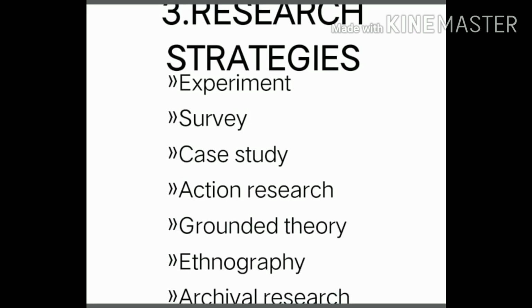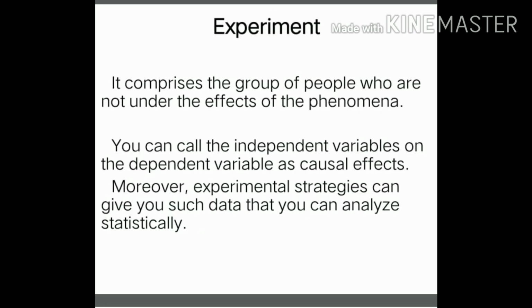Research strategies: experiment, survey, case study, action research, grounded theory, ethnography, archival research. Experiment: it comprises the group of people who are not under the effect of the phenomena. You can call the independent variable on the dependent variable as causal effects. Moreover, experimental strategies can give you such data that you can analyze statistically.